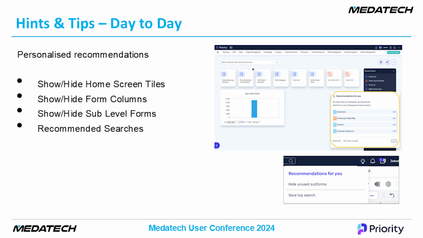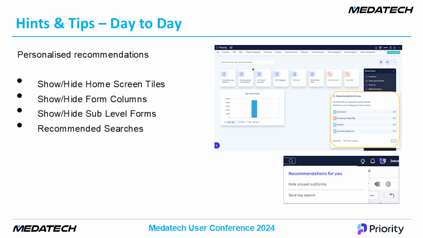So the next day-to-day user tip would be to look at the recommendations that pop up. On the latest couple of versions of Priority, going very much in line with the AI conversation that's been happening, Priority monitors what you're looking at, what you're using, what you're not using, and it will pop up with recommendations, sometimes on the home screen, sometimes on the form that you're working in, and it will say, hey, we've noticed you're not using these things.